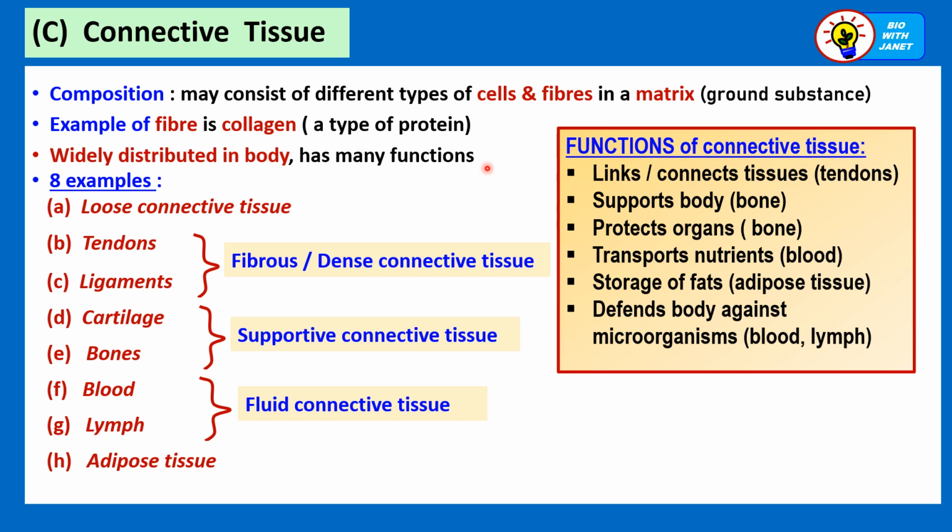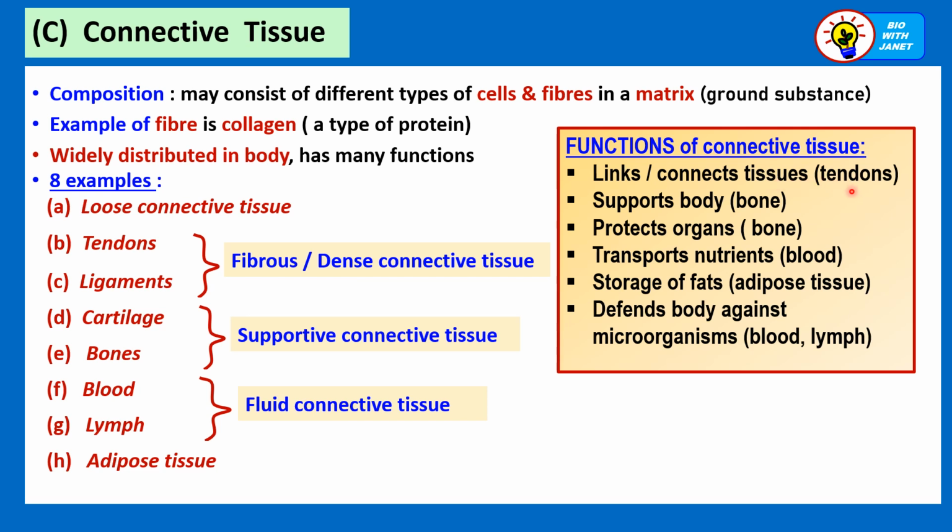Connective tissue is widely distributed in the body, and there are many types of connective tissue with different functions. Let's look at examples of connective tissue. First, we have the loose connective tissue. Secondly, we have the fibrous or dense connective tissue, with examples being tendons and ligaments. Then we have the supportive connective tissue, that is cartilage and bones that provide support. Fourthly, we have the fluid connective tissue, which is blood and lymph. And finally, we have adipose tissue that stores fat. So what are the functions of connective tissue basically? It depends on the type of connective tissue. For example, connective tissue links and connects other tissues or organs together.